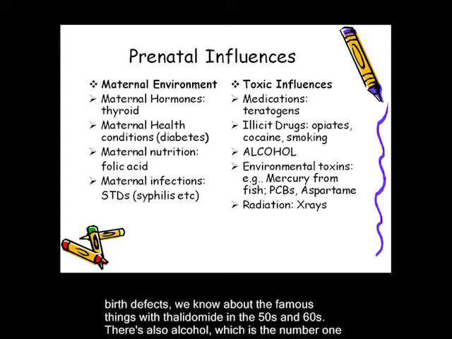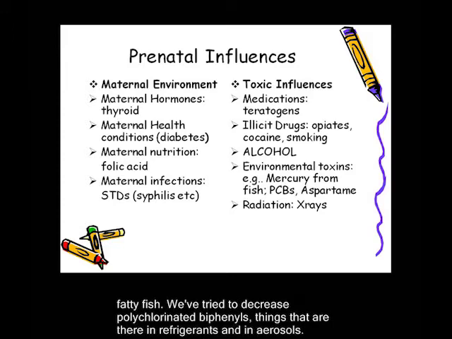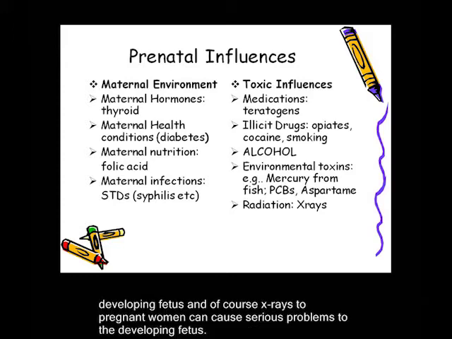There's also alcohol, which is the number one toxic influence on child development. Environmental toxins, you've heard about the warnings about mercury from certain types of fatty fish. We've tried to decrease our polychlorinated biphenyls that are there in refrigerants and in aerosols. Aspartame, which used to be a previous sugar substitute, is taken off the market because of its effects on the developing fetus. And of course, X-rays to pregnant women can cause serious problems to the developing fetus.